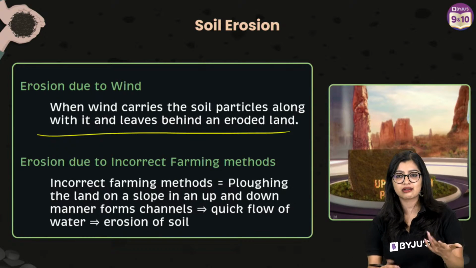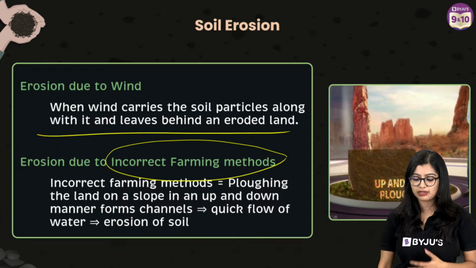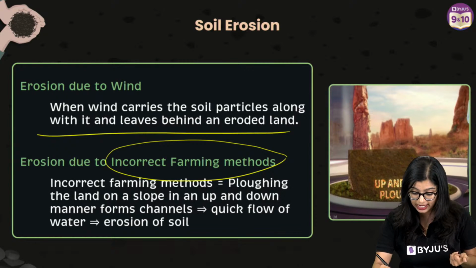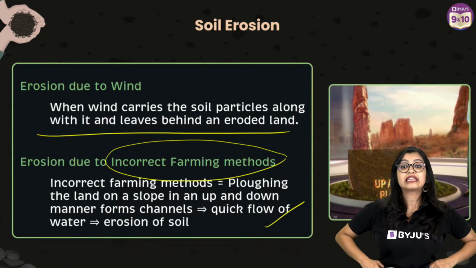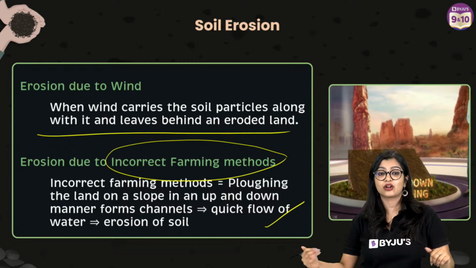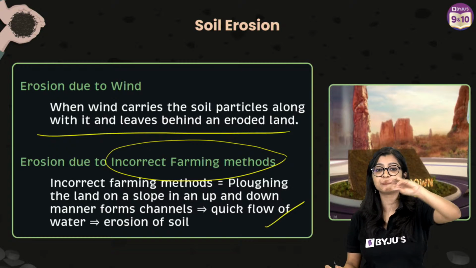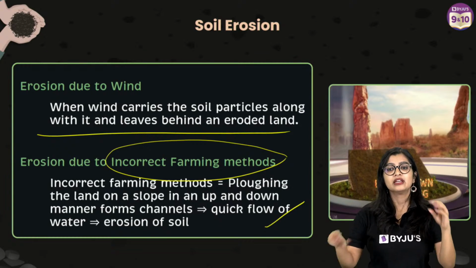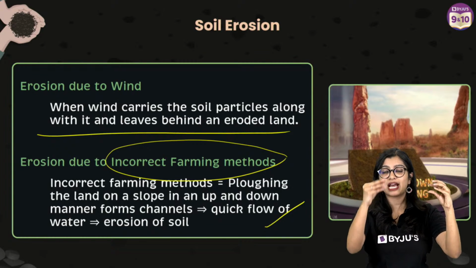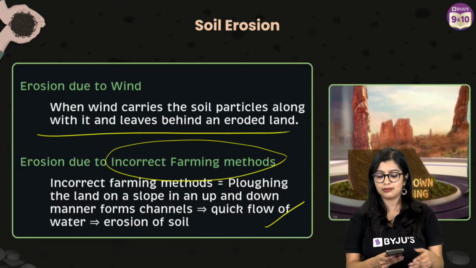Then of course, in our case, humans have come up with incorrect farming methods, right? So sometimes if you don't plow the land properly, or if you are not taking care of the way we handle the soil, it can contribute to soil erosion. What are gullies? Gullies are deep channels which are formed as a result of movement of water, right? So this is the reason behind it.